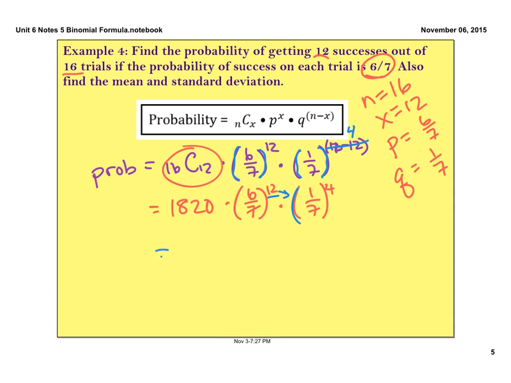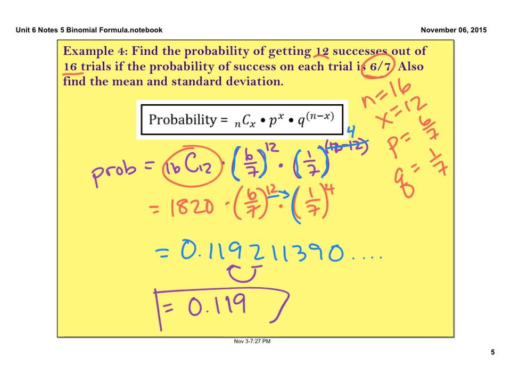Here's what I get for my probability. Again, please do yourself a favor and type this into your calculator along with me so that you can see that you're getting the same thing I am. I would use the 4th to round to the 3rd, and I get 0.119. 2 tells me to stay where I'm at.